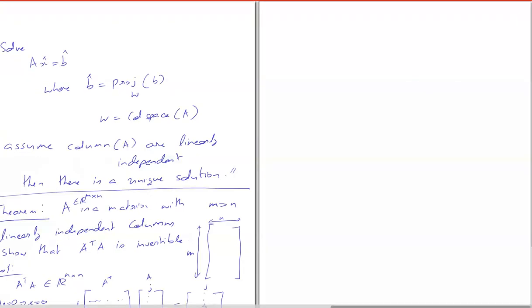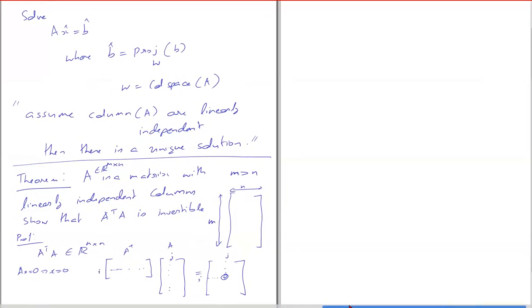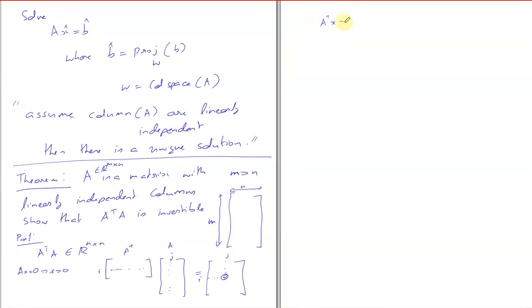Yes, and similarly, A transpose also doesn't have a null space. On the other side, you mean? Yes, A transpose. So you are saying A transpose x equal to 0 implies x equal to 0. Is that what you are saying? This is not true, sir.